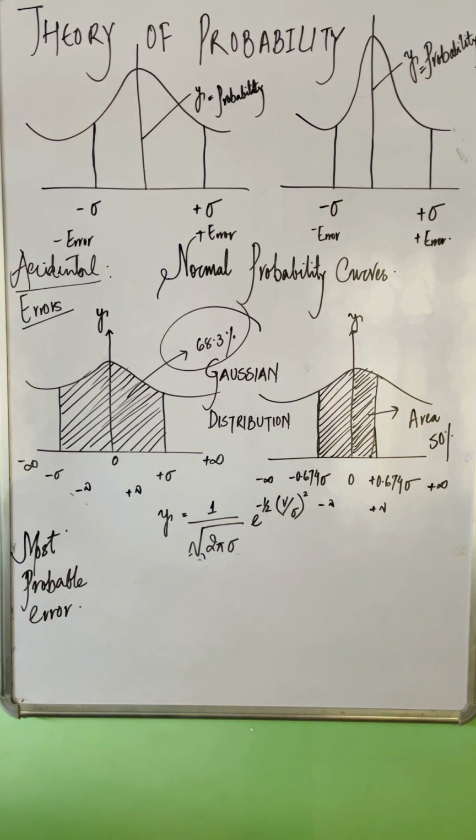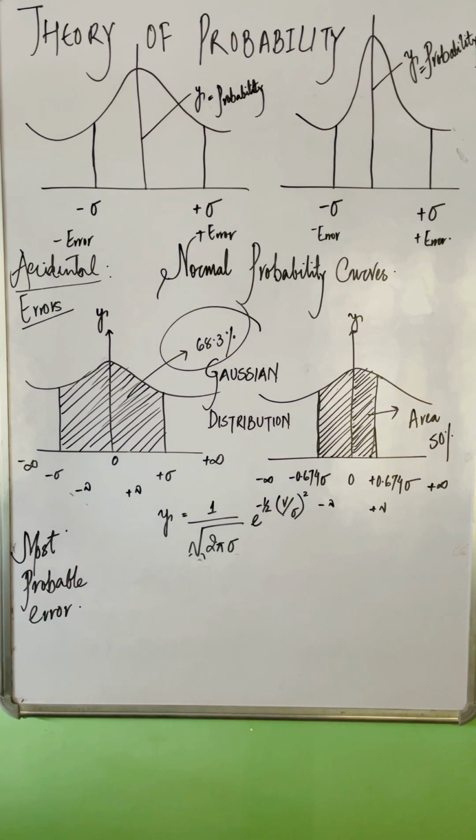Most probable error is defined as the error for which there are equal chances that the true error will be less than the probable error, and there are equal chances that the true error will be more than the probable error. All right. What is true error? The difference between measured value and the true value. And what is this?